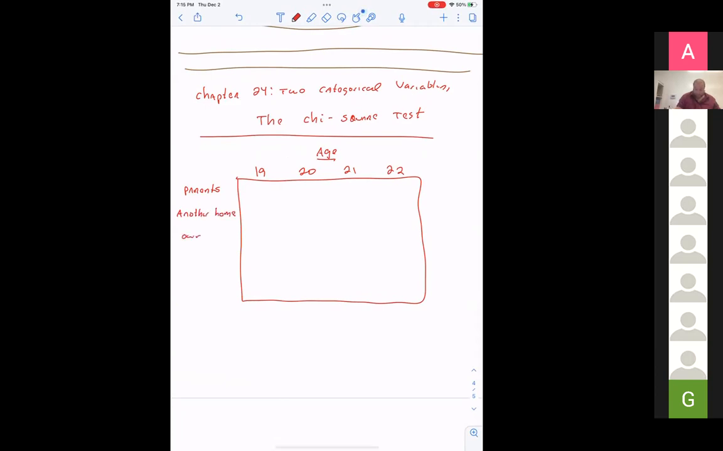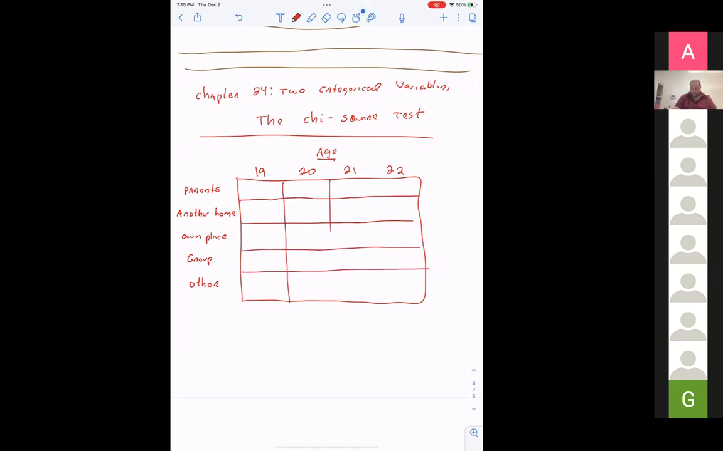Your own place. You got your own place, in a group like a dormitory or maybe a shared house, or well, you know what I'm talking about. And then we have other. So we have 4 possibilities for age, and we have 5 possibilities for living arrangements. And the question is, first, here's the data. Let's fill in the data.